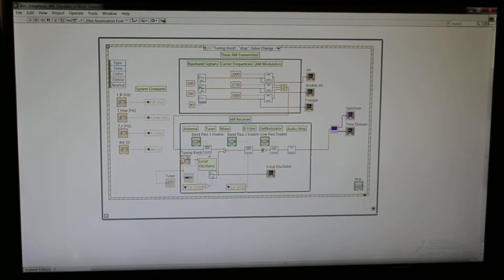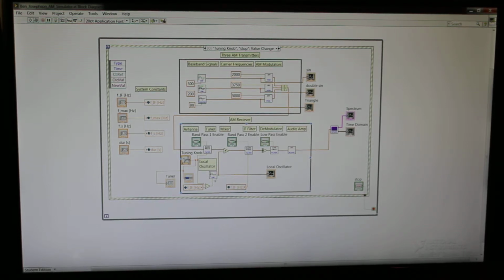We then multiply that signal by a local oscillator signal, which is the same sinusoidal signal that we're using for the carrier frequency. When we multiply those two waveforms together, we get a sum and a difference, and we're able to filter out the carrier frequency and extract the sidebands which contain the information.